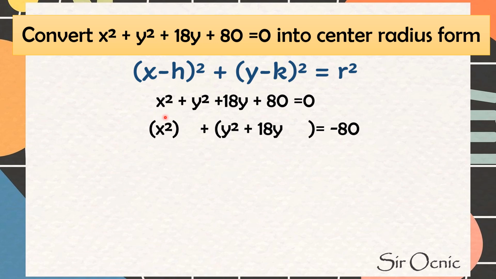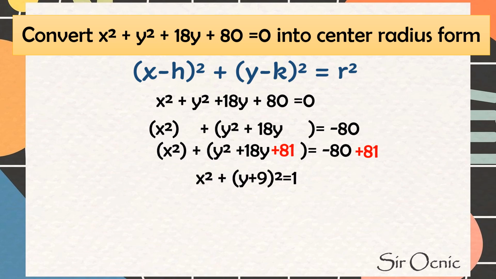Let us now identify the third term that will make the second group a perfect square trinomial. So that is equal to 18 all over 2, or 18 divided by 2, that is 9, squared, which is equal to positive 81. Since you add positive 81 on the left side, you also add positive 81 on the other side. By expressing the trinomial into a square of a binomial, that will be equal to x squared plus the quantity y plus 9 squared equals 1.